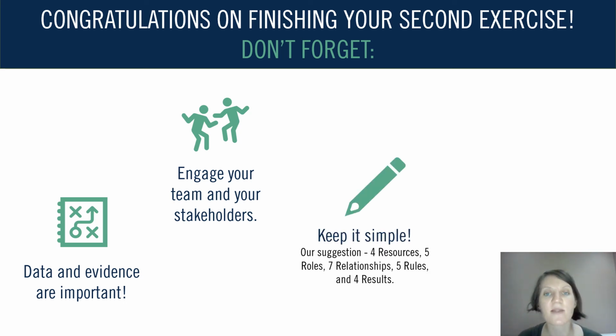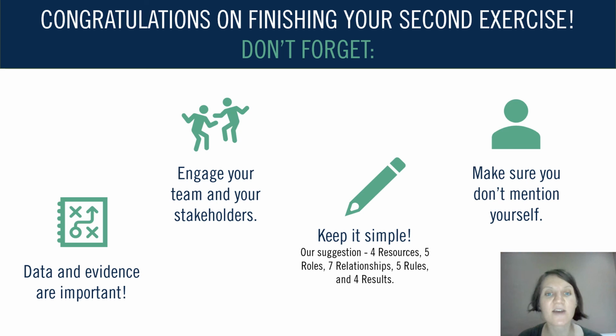Keep it simple. The goal is to gain clarity on the system change goal and not to describe a system in full detail. In your final document, there probably shouldn't be more than 4 resources, 5 roles, 7 relationships, 5 rules, and 4 results. Make sure you don't mention yourself. This venture, its products, and its initiatives should not appear on the systems map. This exercise is not supposed to explain a business or operating model, but the system change that the team wants to achieve.